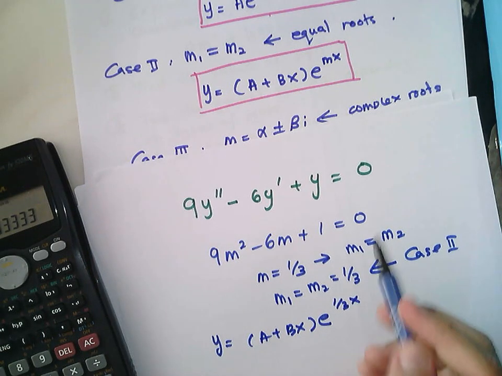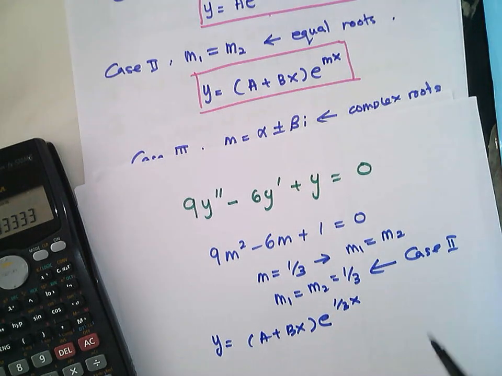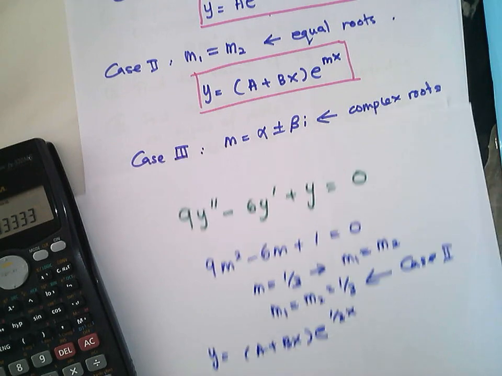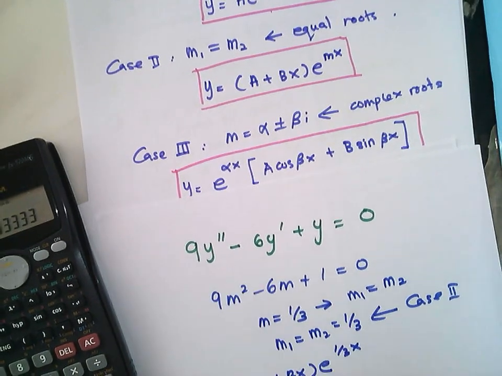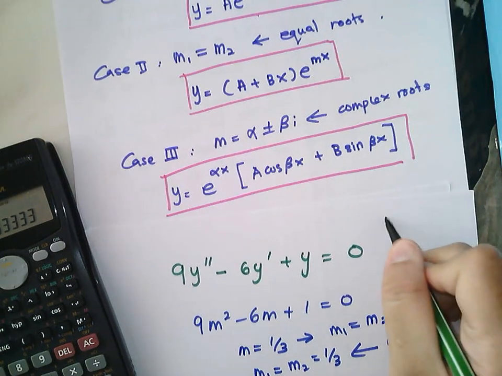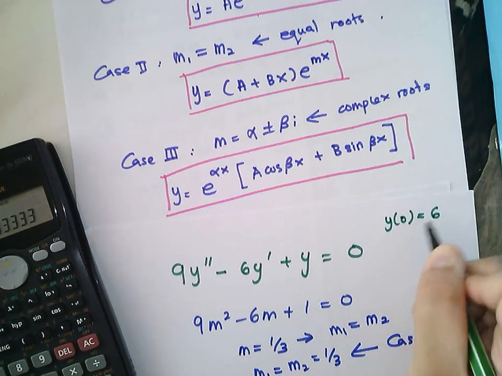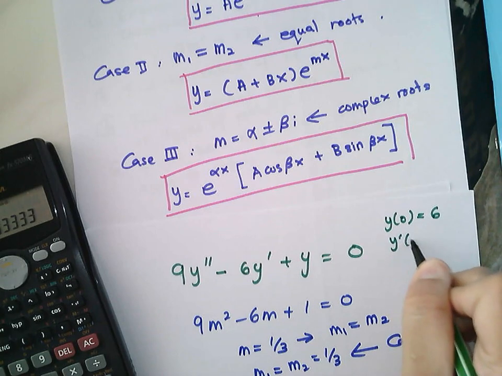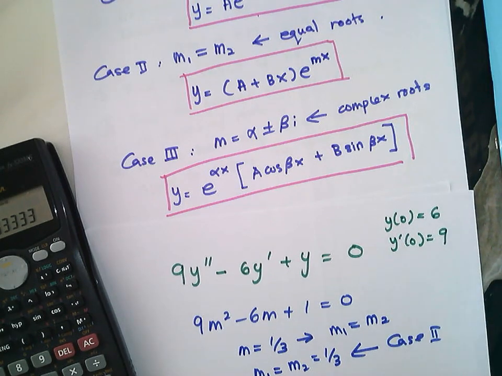Okay, substitute the value of m. So this is your general solution. Again, let's consider if you are given an initial condition, which is y(0) equals 6, and another one is y'(0) equals 9.